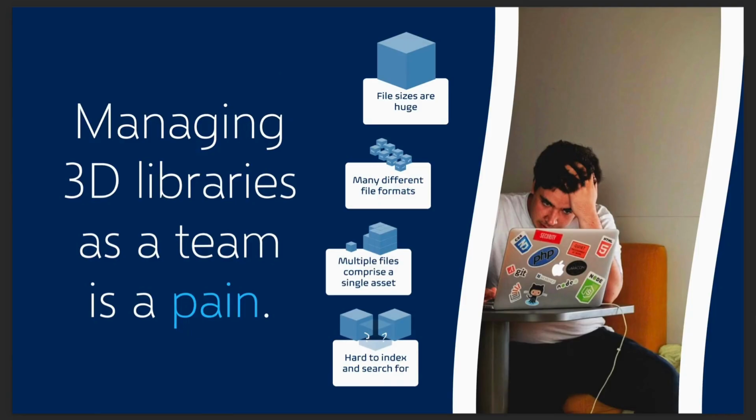Managing 3D libraries as a team can be a real challenge. Unlike 2D content, 3D assets come with huge file sizes, making them difficult to share. There's no single standard file format, which often leads to compatibility issues when teams try to work with the same model. On top of that, many 3D models are made up of multiple components, like skeletons, textures, meshes, and coloring, which makes them complex and hard to manage. Finding the right model is tough too, since traditional search methods like text or audio indexing just don't apply.